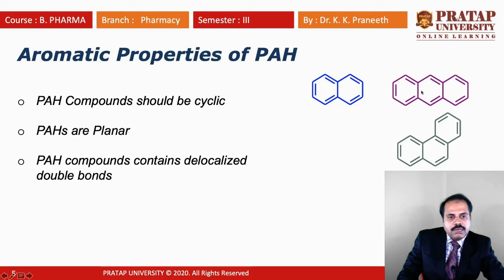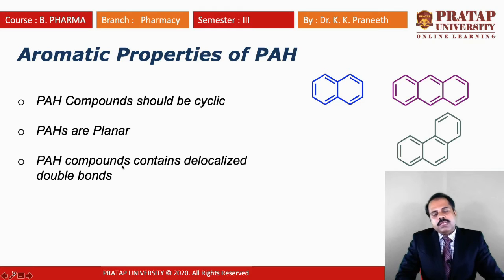The same in the case of anthracene. You see here double bond, single bond. If the double bond goes here, this double bond can migrate here, so it will change also. But the important point is you can easily see it has alternate single and double bonds: double bond, single bond, double bond, single bond, like that. Same thing in the case of phenanthrene. So these three aromatic properties are satisfied by the PAHs.